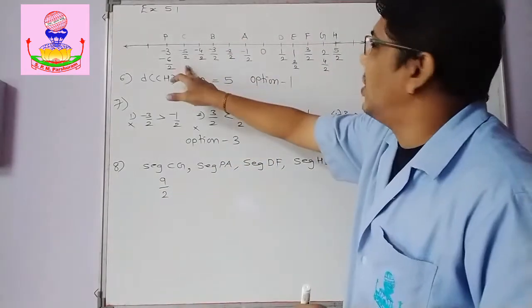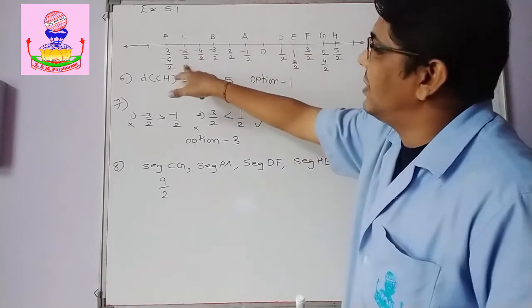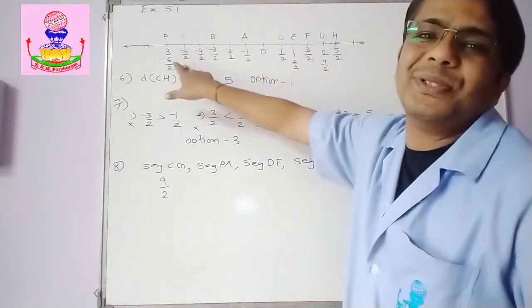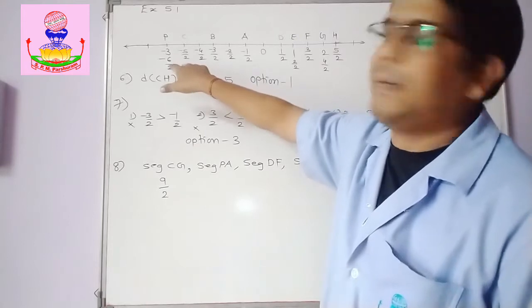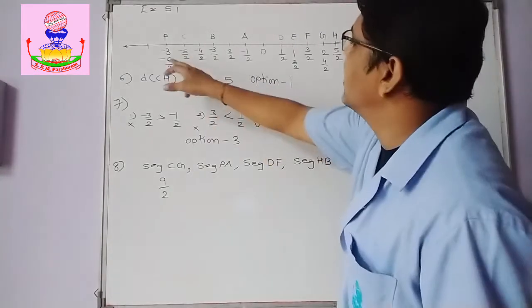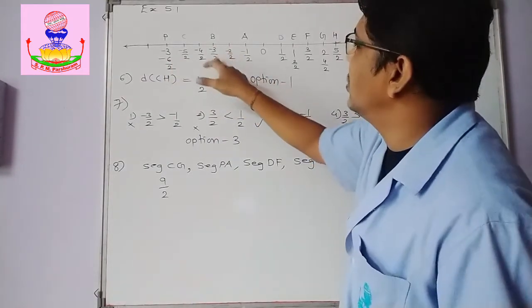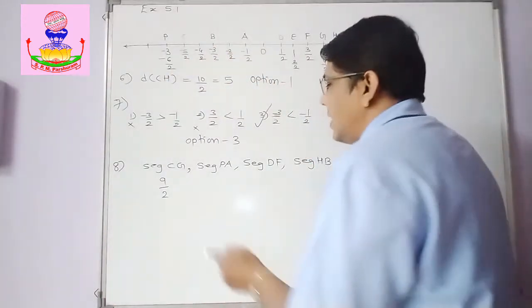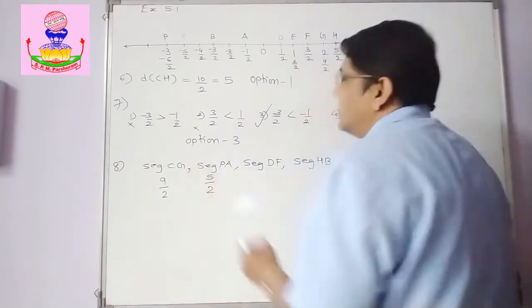How? Greater minus smaller. So 4 upon 2 minus of minus 5 upon 2. Minus into minus plus. So 4 upon 2 plus 5 upon 2. That is 9 upon 2. Yes? Then PA. This is P, this is A. So 1, 2, 3, 4, 5. So PA is 5 upon 2.